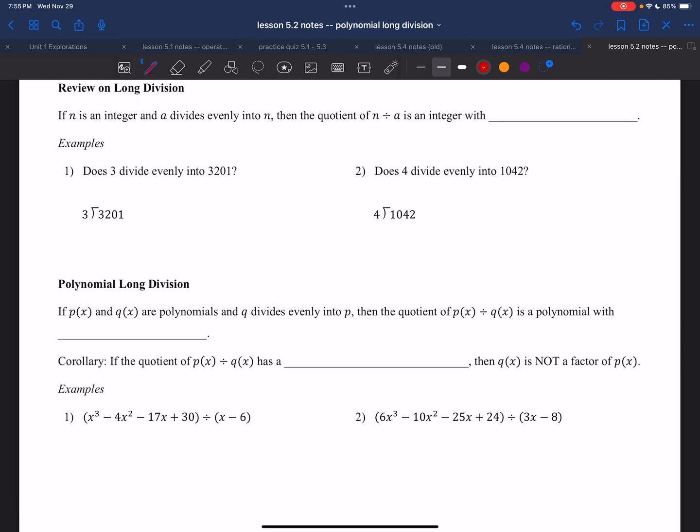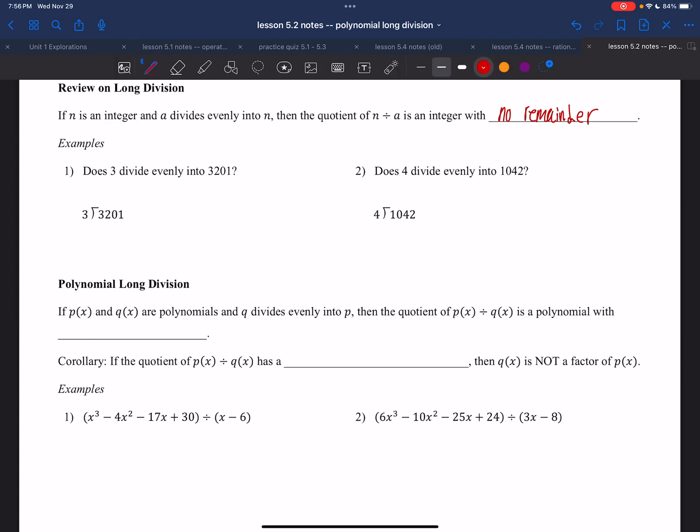Okay, a quick review on long division. Traveling back to the third grade here, if n is an integer and a divides evenly into n, then the quotient n divided by a is an integer with no remainder. Just think about that sentence for a second. If you need, just pause the video and read that again, right? What does it mean to divide evenly into something? It means that it goes in there when you do the division of it, right? The quotient of that division gets you a whole number with nothing left over, right?